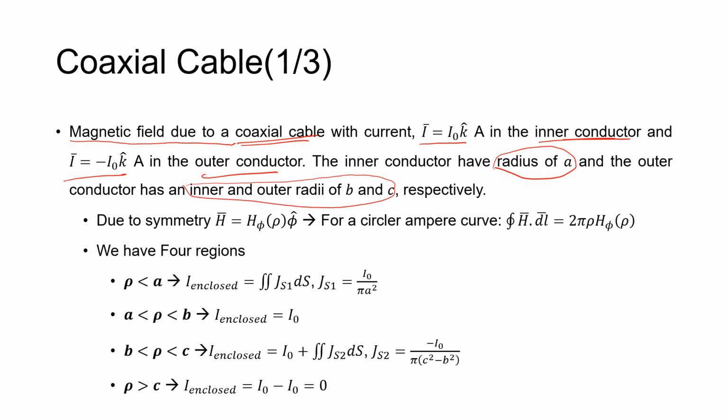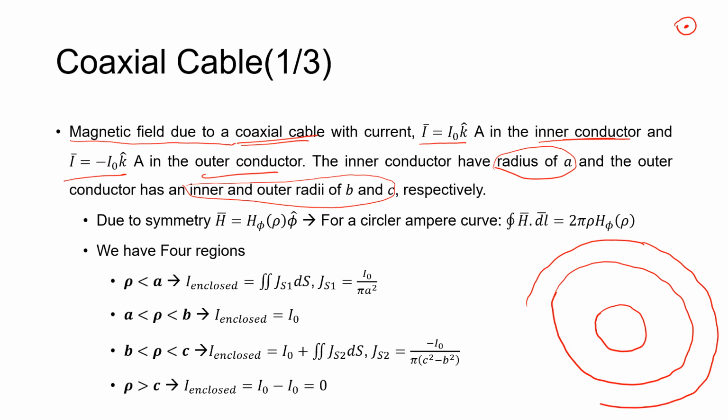If we plot the cross section of this, assuming that the axis is coming out of this slide, this is your inner conductor, and now we are plotting the outer conductor like this. The inner conductor will have radius a, then you have your outer conductor. The outer conductor has inner radius b and outer radius c.